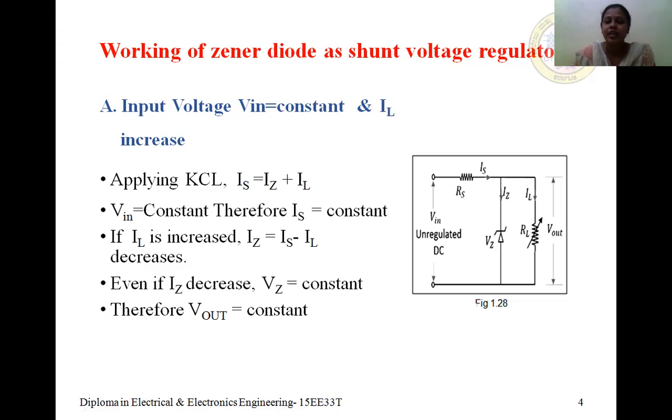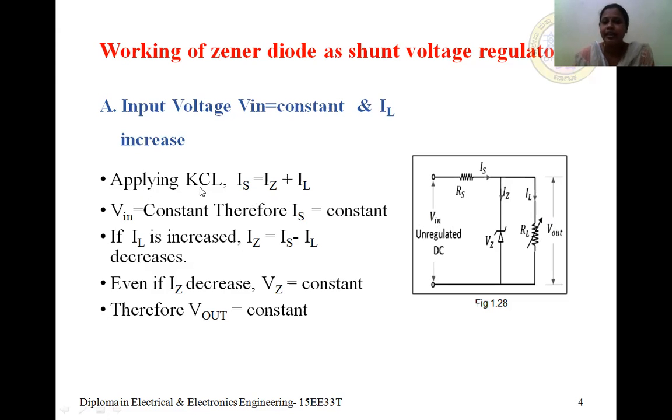So coming to the working, we are going to consider four cases. The first case for this working is input voltage Vin is constant and IL increases. So our input voltage is maintained constant and this IL increases. So when the input voltage is constant and IL is increased, what happens to the output voltage? So let me see in this first case now.